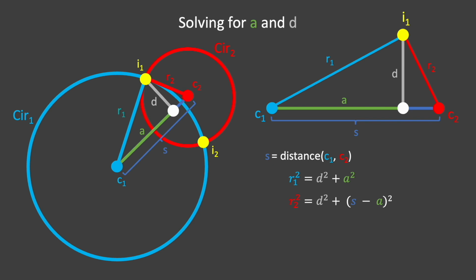Now, you can do the algebra on your own here, but when you simplify this, you should get A equals R1 squared minus R2 squared plus S squared, all divided by 2S. And based on the fact that the line segment of length D is perpendicular to the line segment of length A, and that line segment is one side of a right triangle, with the other sides being R1 and A respectively, now we can use the right triangle solver module on R1 and A to find D.